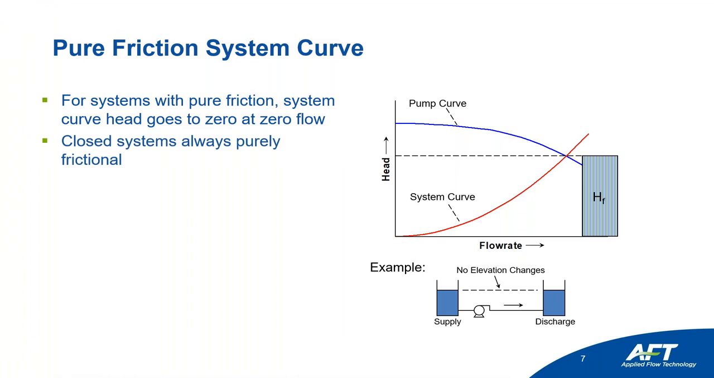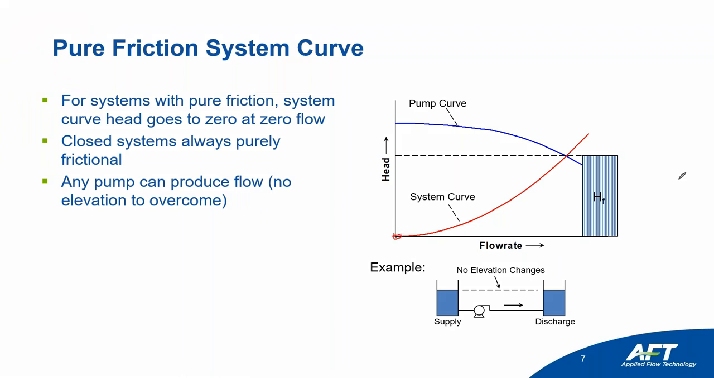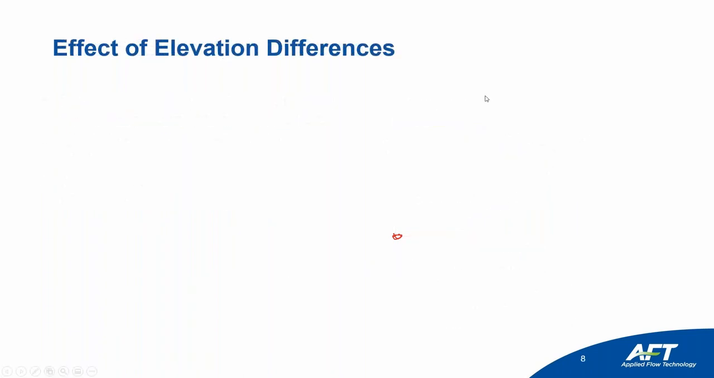Now, one note here is that closed systems are always purely frictional. So when you have a closed loop network and you want to generate a pump and system curve for it, you will see the system curve go through the origin in that particular case. So any pump can generate flow, no elevation overcome.